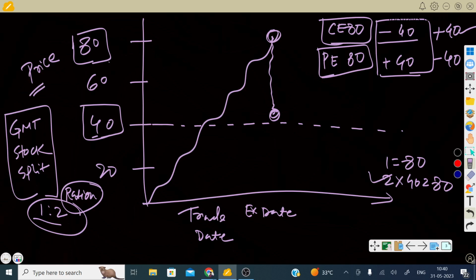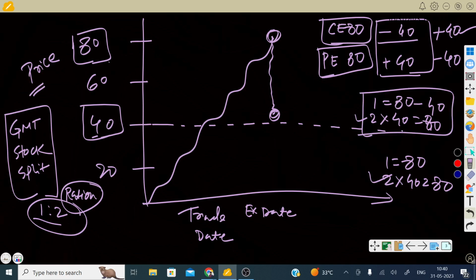So in the call option, let's say the counterparty only purchased one for 80, right? After the stock split, that price becomes 40. So it means there would be a loss of 40. Then the stock exchange will add one more share, so that becomes 2. 2 into 40, 80.